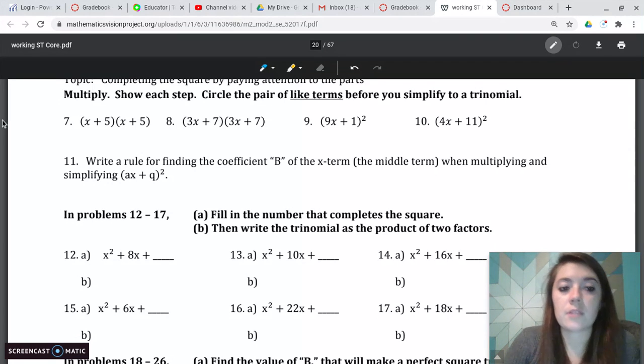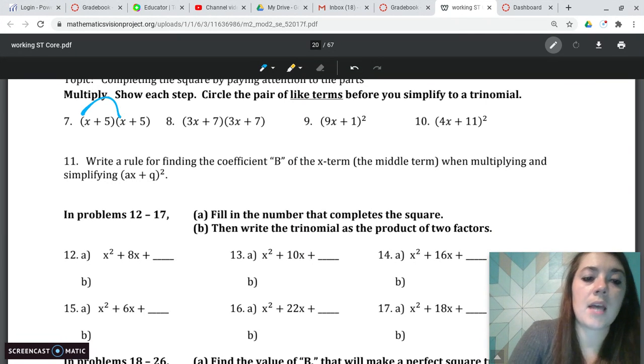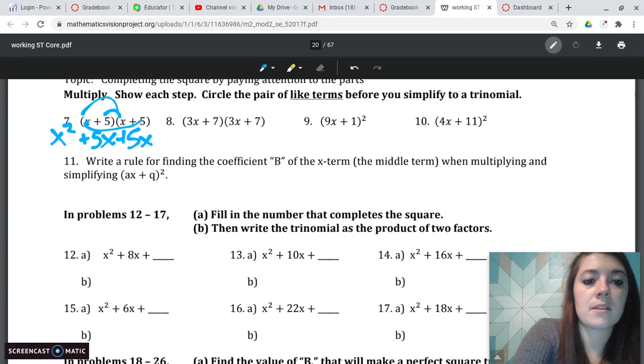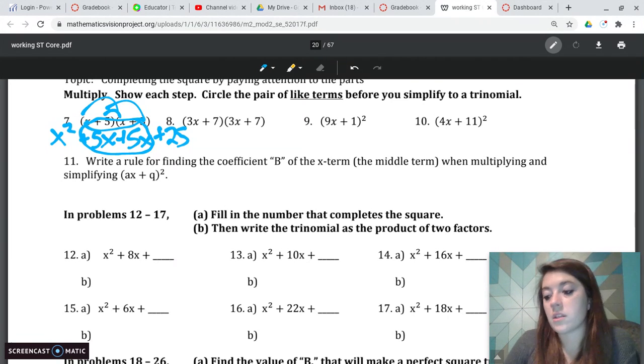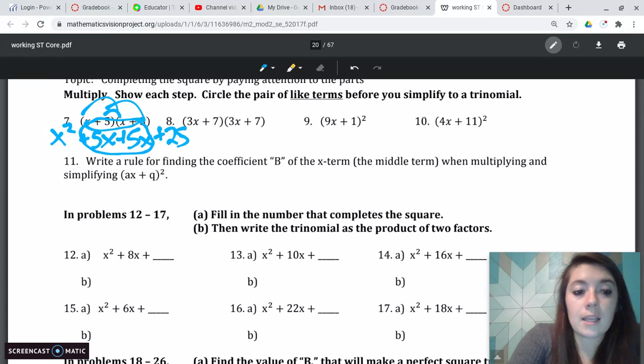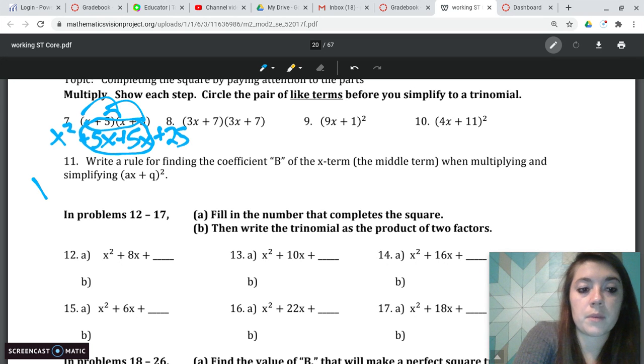Remember we're using FOIL, so x times x gives us x squared. x times 5 gives us 5x. 5 times x gives us 5x, and 5 times 5 gives us 25. Now, here are our like terms, our 5x and our 5x in the middle. As we combine those, our final answer is x squared plus 10x plus 25.